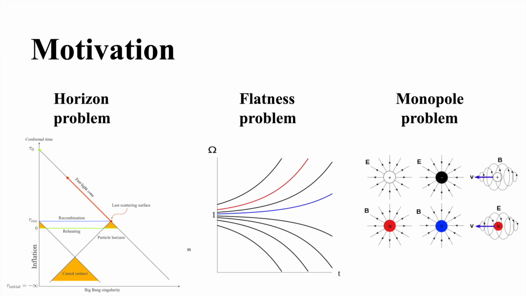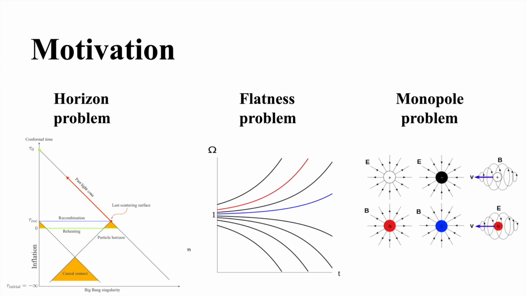Lastly, we have the monopole problem. Grand unified theories predict the existence of exotic particles called magnetic monopoles, which should be abundant in the universe. Yet, we observe an absence of these monopoles. Inflation dilutes their density to a level consistent with our current observations.